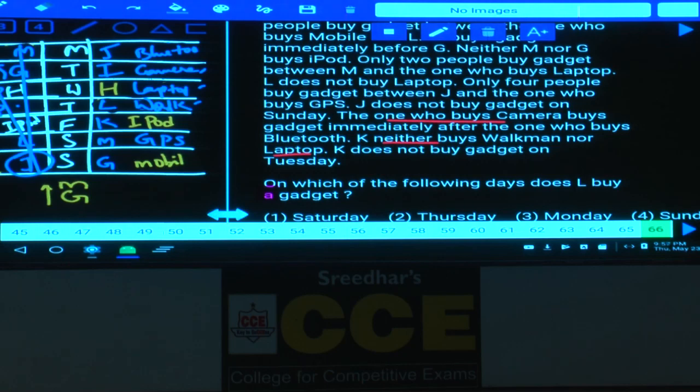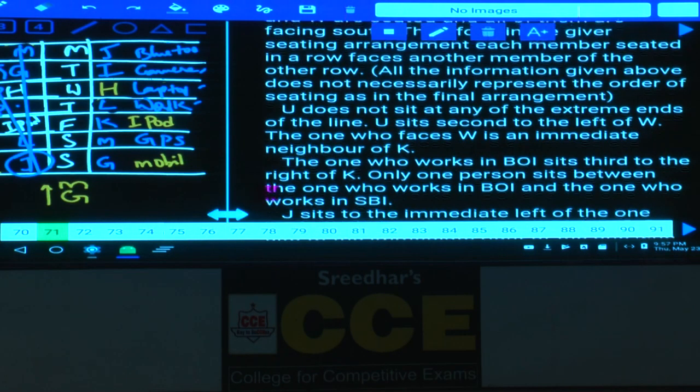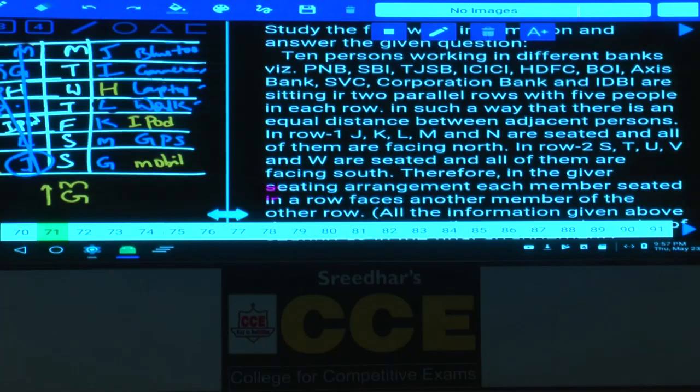Done with this? Now this is how these 7 friends bought 7 different gadgets on 7 different dates. And this is about question number 66 to 70. Then 71 to 75. First write down this arrangement, then let us discuss about this question number 71 to 75.